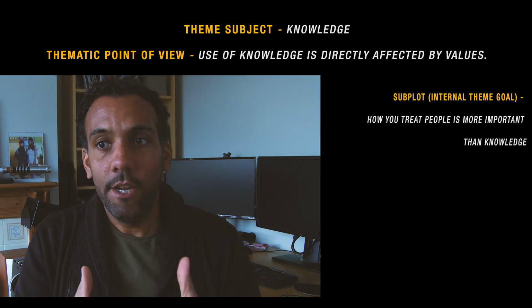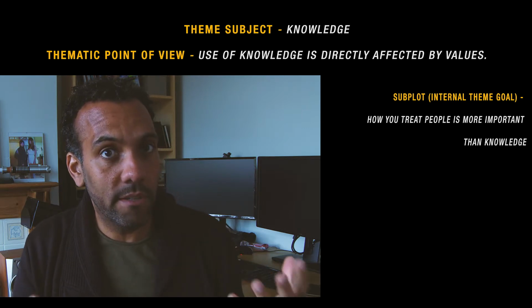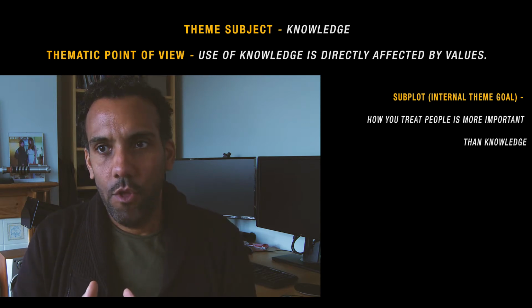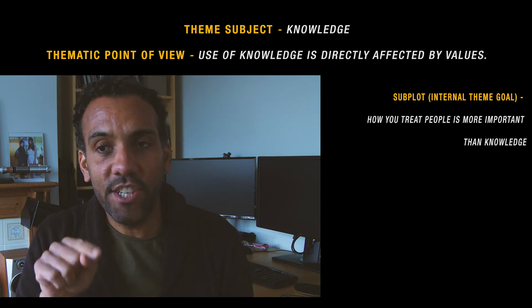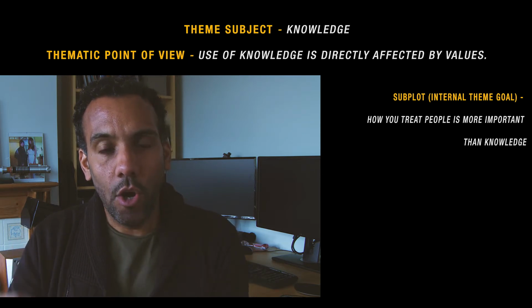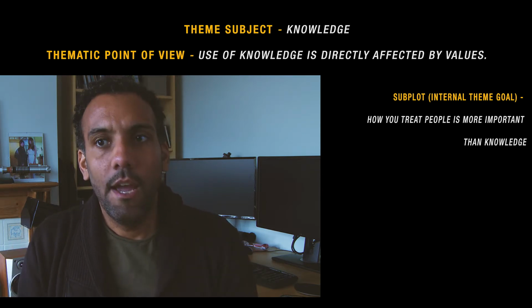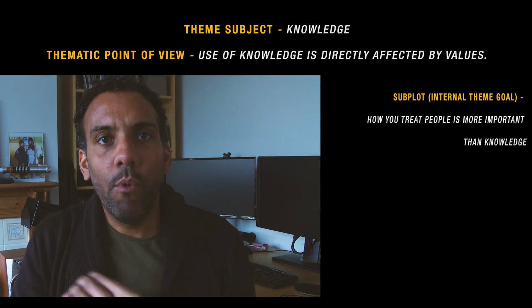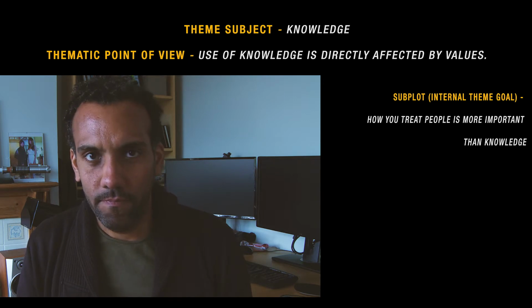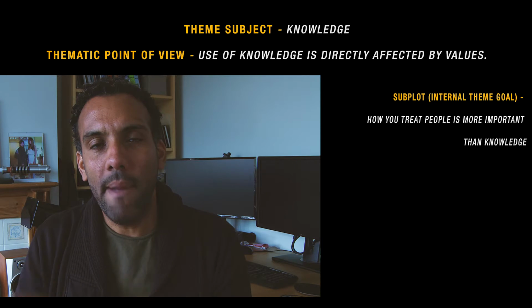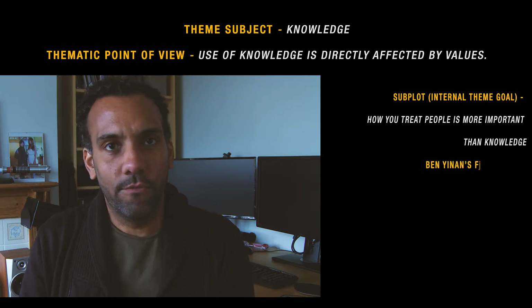And therefore, that's a part of the thematic point of view of my whole entire film. So to work out the challenge for my character to achieve his thematic goal in the subplot, I have to inverse the subplot, which is what you know is more important than how you treat people. And thus, that becomes my character's main flaw. The fatal flaw, as it's called.